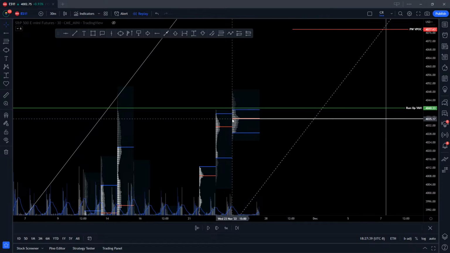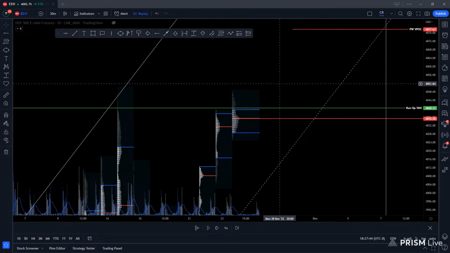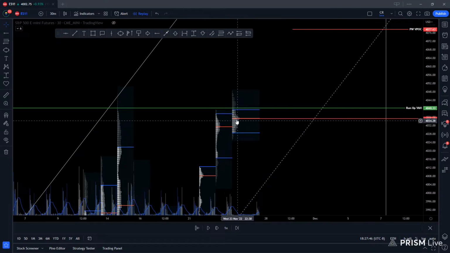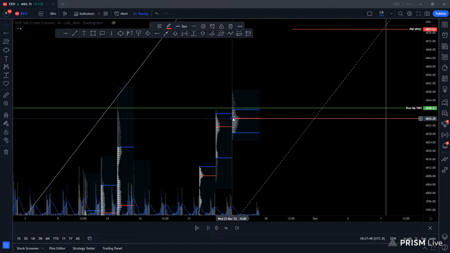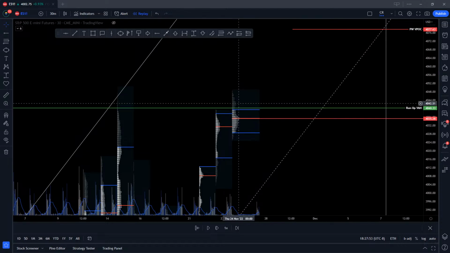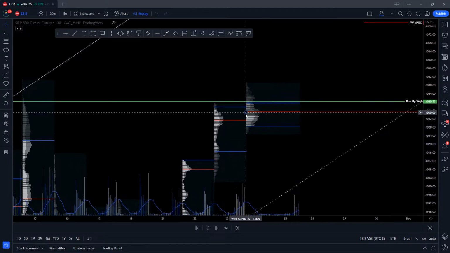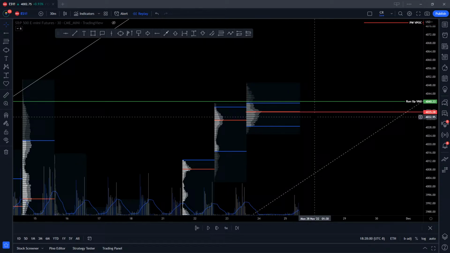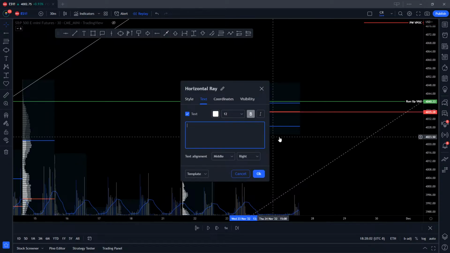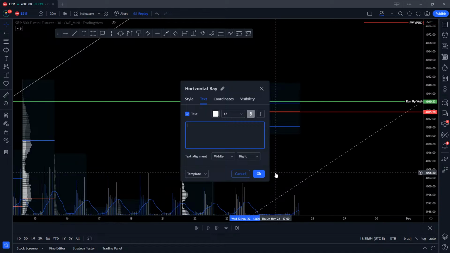So this red line on the volume profile is going to be our POC, which is considered the point of control. The point of control is where the highest volume was traded on this particular day. So the highest volume of trading took place here, and we would label this, or at least I do, you don't have to, November 24th VPOC.